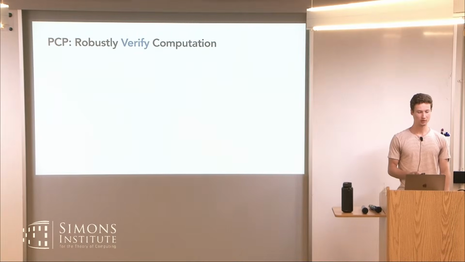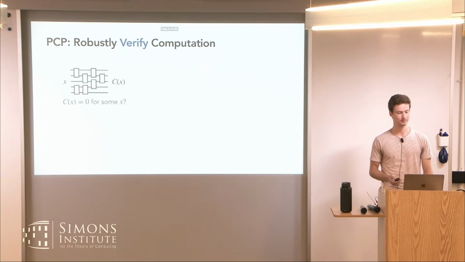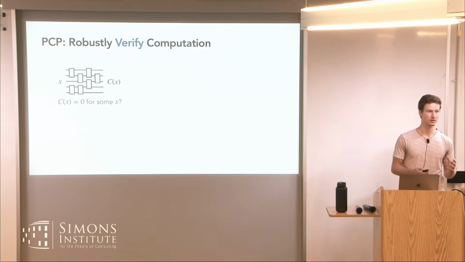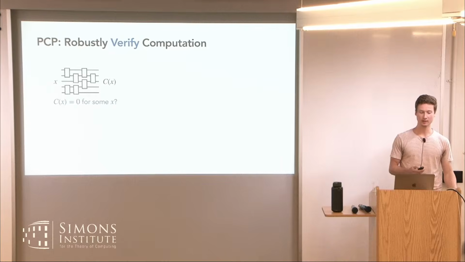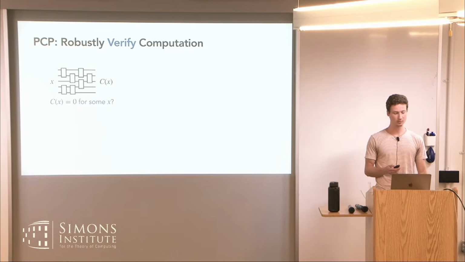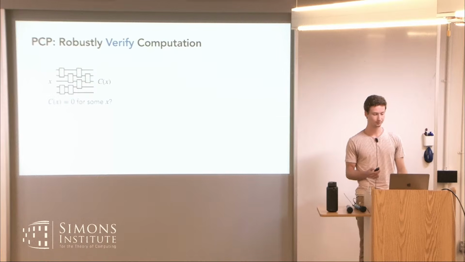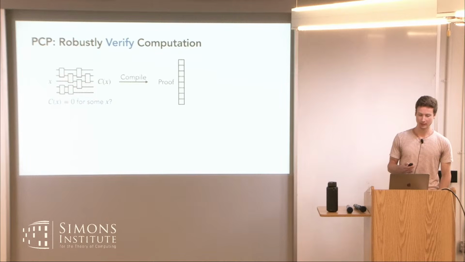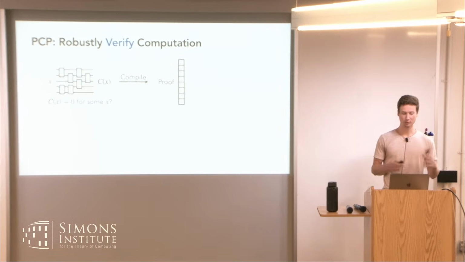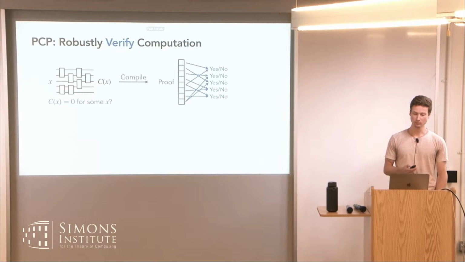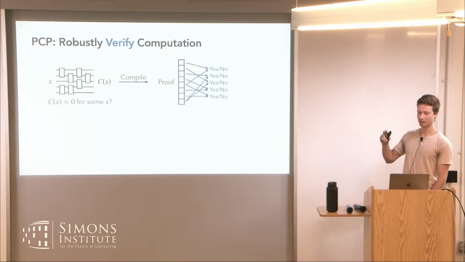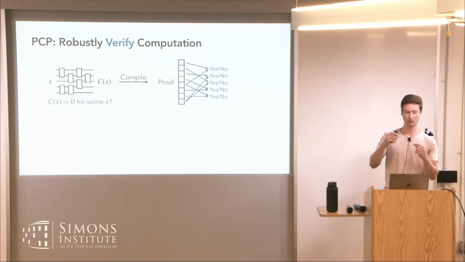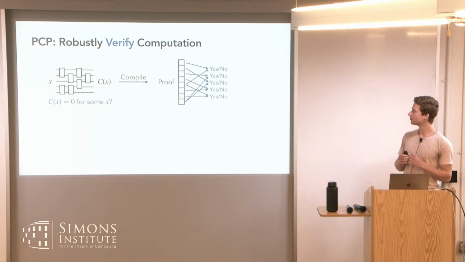Great. So what is a PCP? It stands for probabilistically checkable proof. At a high level, it's a way of robustly verifying computation. Say we have some circuit, and we want to answer the question: does there exist a satisfying assignment to the circuit? Meaning, does there exist an input on which the circuit outputs, say, all zeros? A PCP gives us a way of compiling the circuit into a proof with the key property that this proof is probabilistically checkable, or locally checkable. What that means is that we have a bunch of local checks, and each of these local checks just queries a constant number of bits in the proof.